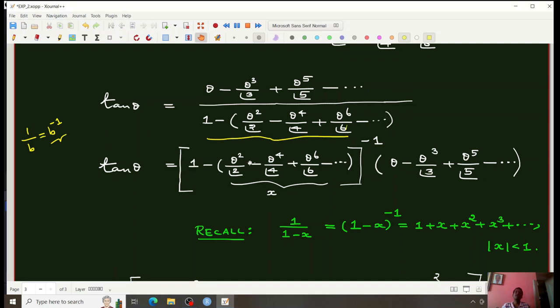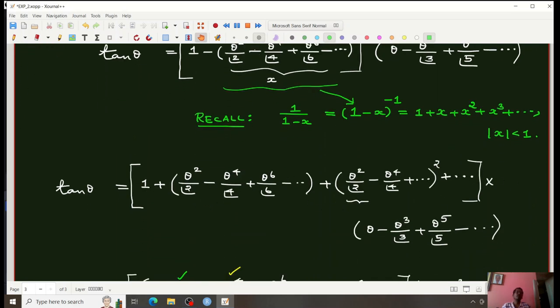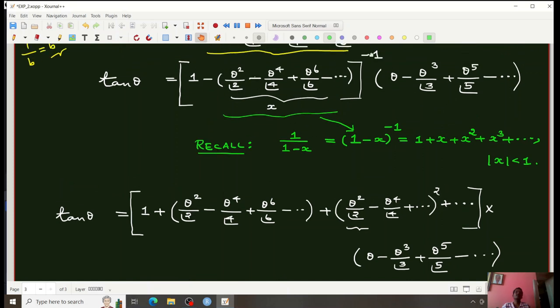So, what we are going to do is, 1 minus this term, we are going to consider the term inside the bracket as x. So, when you consider that as x, we have 1 minus x raised to the power minus 1. So, this is of this form, and it completely coincides with this form. So, we can write the expansion for that. So 1 plus, see, when you look at that, this is our x, right? 1 minus x raised to the power minus 1 is 1 plus x plus x whole square, and so on, times the numerator. The numerator will be as it is. So theta minus this term is going to be as it is, no change.